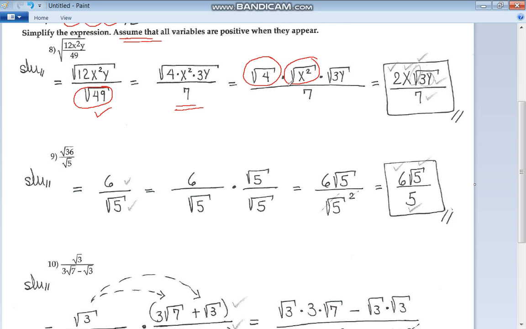And another thing, we didn't have to worry about doing plus or minus on this problem because we did not introduce this square root symbol. This even index root was already given to us. So here's our final answer, 2x square root of 3y over 7.